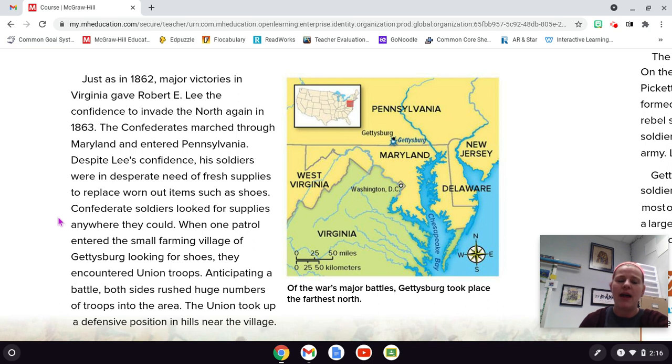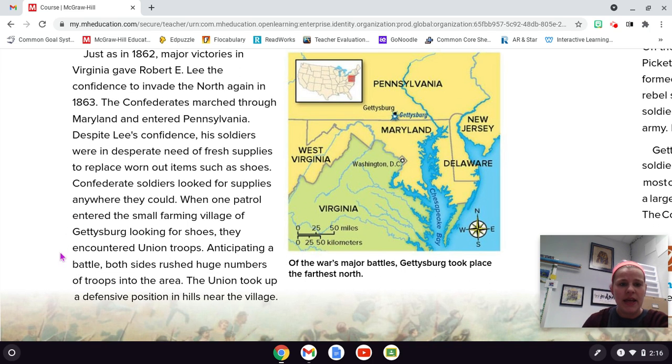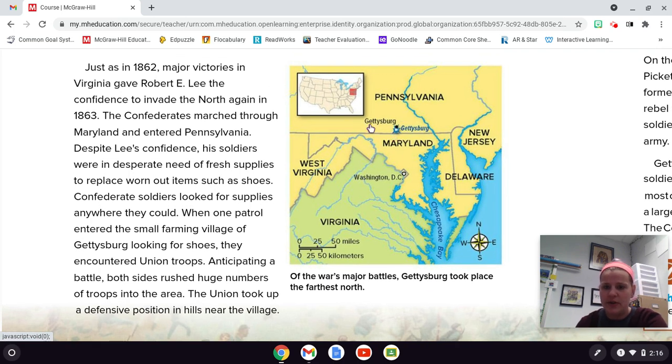Confederate soldiers looked for supplies anywhere they could. When one patrol entered the small farming village of Gettysburg looking for shoes, they encountered Union troops. Anticipating a battle, both sides rushed huge numbers of troops into the area. The Union took up a defensive position in hills near the village. So you can see right here in Pennsylvania, we have Gettysburg right there. Of the war's major battles, Gettysburg took place the furthest north, so in Northern territory.